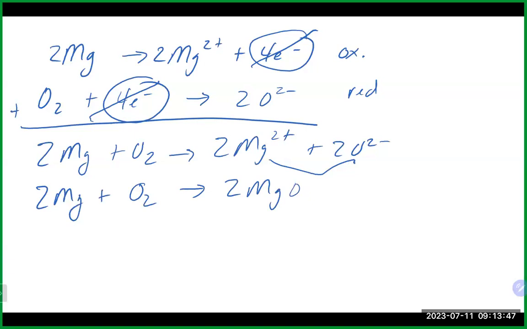Any questions on that? So these half reactions basically show half of the overall redox reaction that's taking place. And when you add them together, you always want to make sure that your electrons do cancel out.